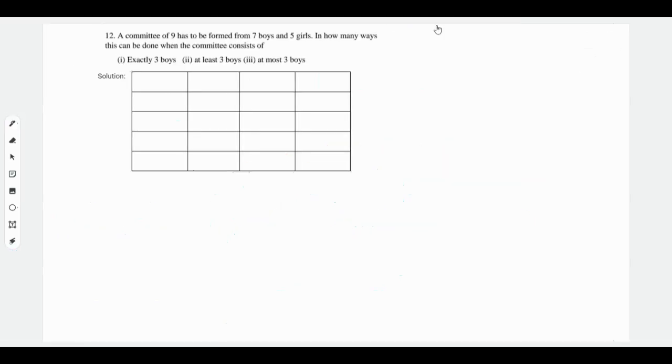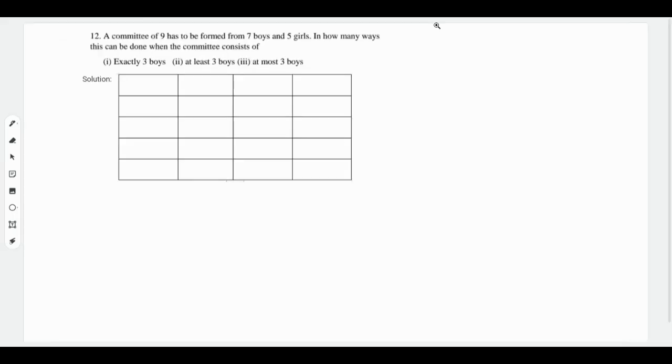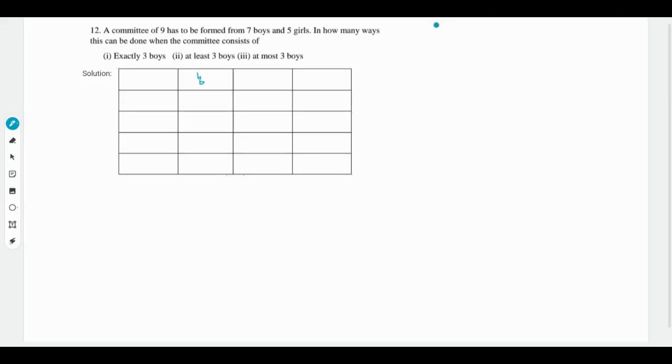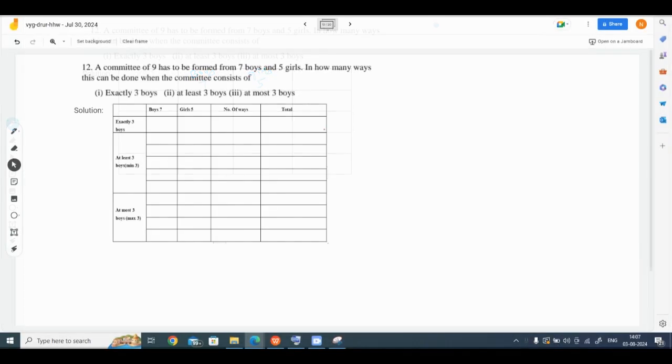Then moving with the next question, we have a committee of 9 should be formed. A committee of 9 should be formed. They've given boys. Boys are 7 and girls are 5. We need to find the committee of.